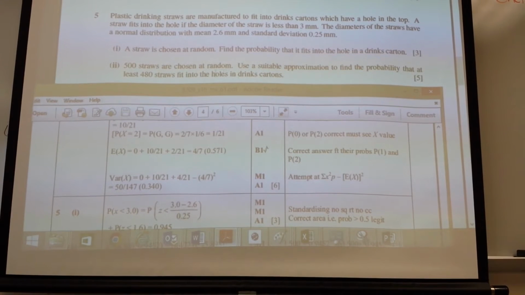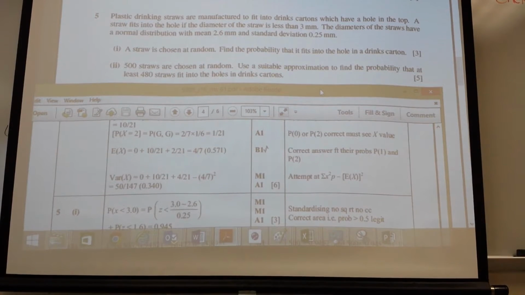Okay, 500 straws are chosen at random. Use a suitable approximation to find the probability that at least 480 straws fit into the holes in the drink cartons. So how did they convert this into a binomial all of a sudden? Because you've got success and failure. Yeah, it fits or it doesn't fit. What else? They're independent of each other.